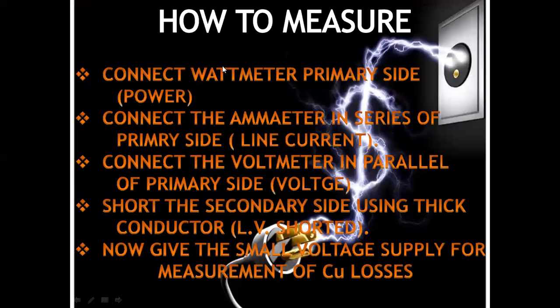So how to measure? We connect the wattmeter at the primary side in order to find the power, that we have already seen. Connect the ammeter in series with the primary side in order to find the line current, that we have already seen. Connect the voltmeter in parallel with the primary side to find the voltage. We are shorting the secondary side with the help of a thick conductor, that is the low voltage side is short circuited. Now give a small voltage supply to measure the copper loss.